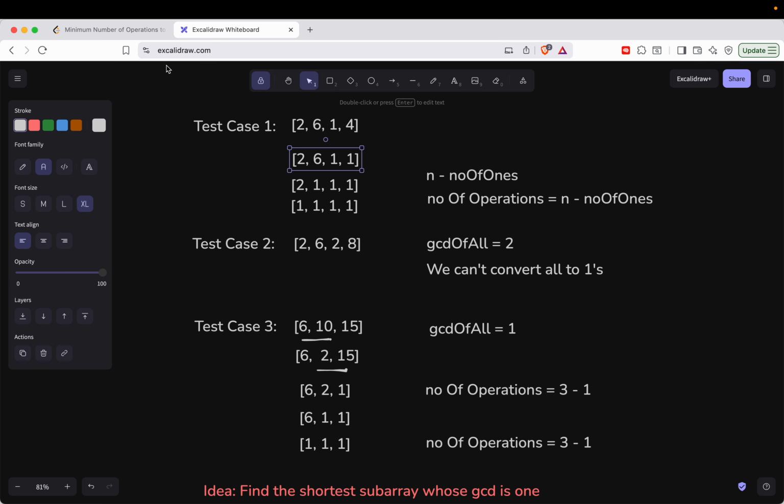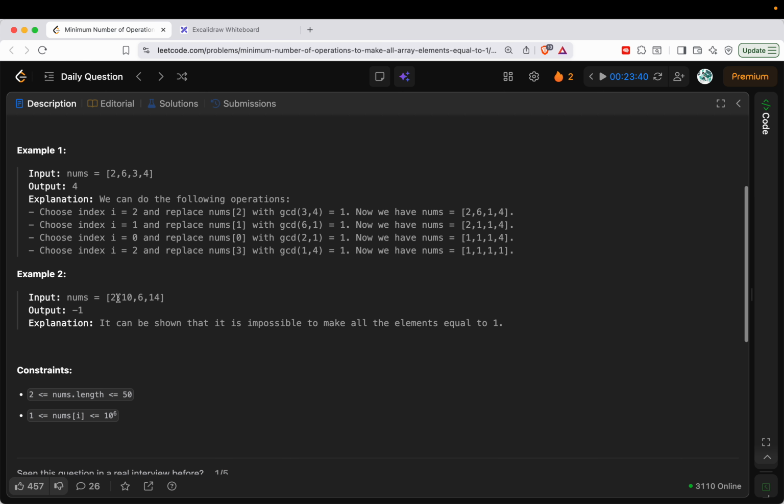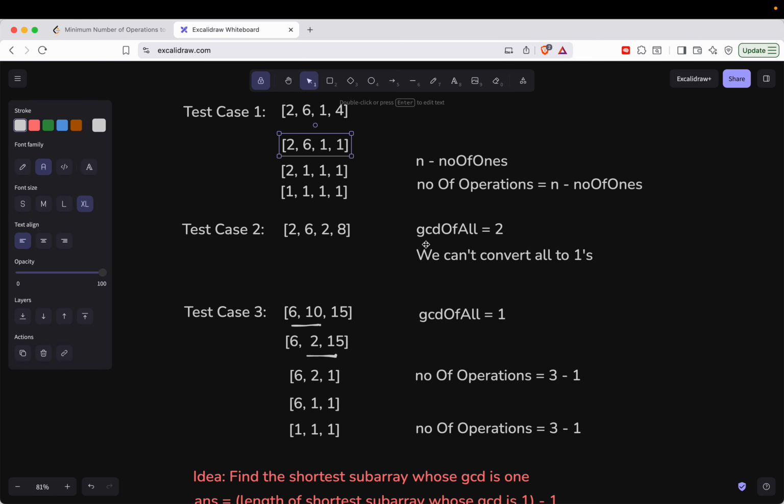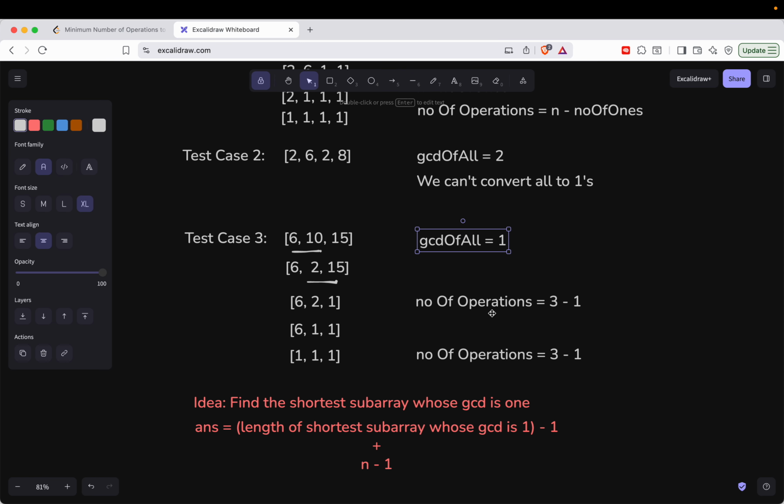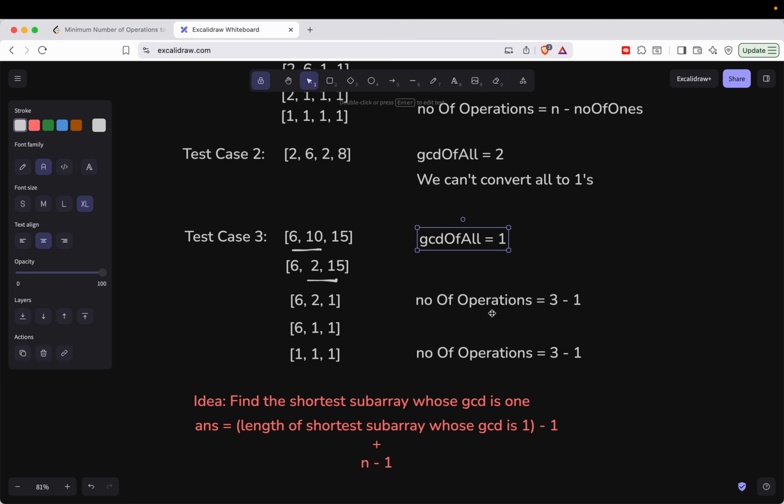So this is the first use case. And if you see this particular test case, the greatest common divisor of all these numbers is actually 2. If the greatest common divisor of the whole input array is greater than 1, that means we cannot convert all of these into ones. If the greatest common divisor of all the numbers turns out to be 1, then there's a possibility that we can convert this array into ones.